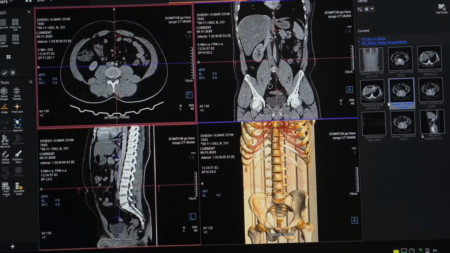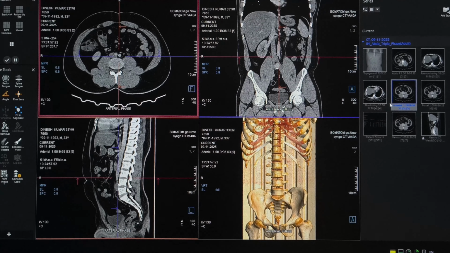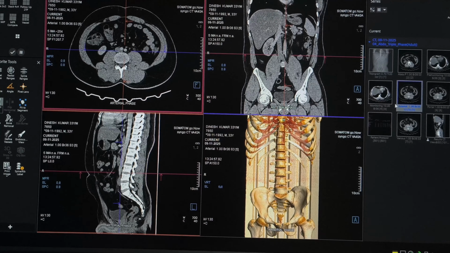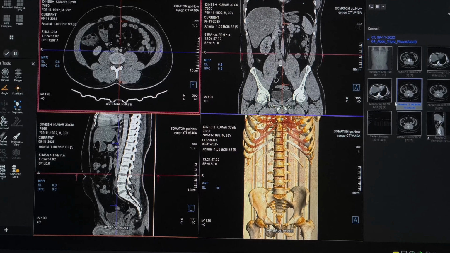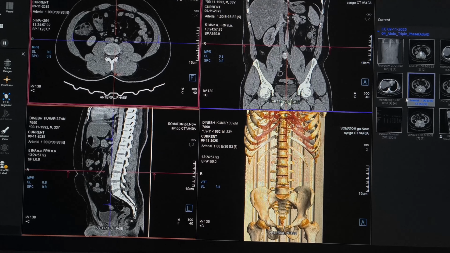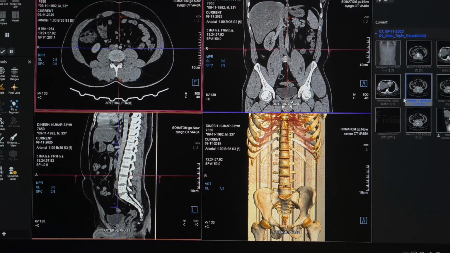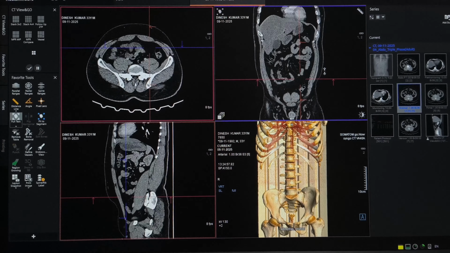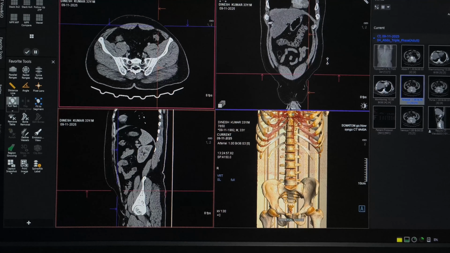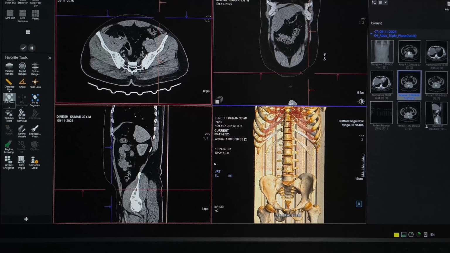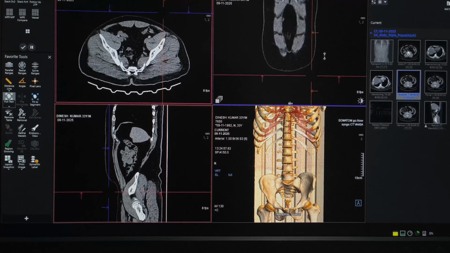Third, arterial phase. After contrast injection, the first phase is the arterial phase. We usually scan 15 to 25 seconds after contrast injection, when the arteries are full of contrast. Best seen: aorta and major arteries, active bleeding, hypervascular tumors, pancreatic and renal arteries.